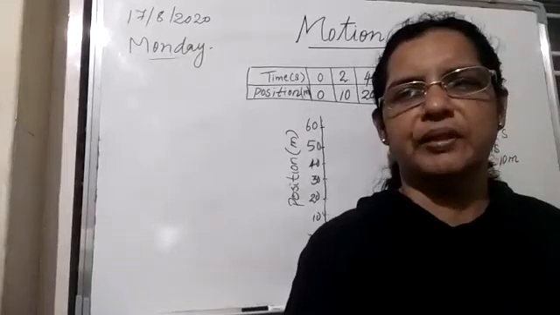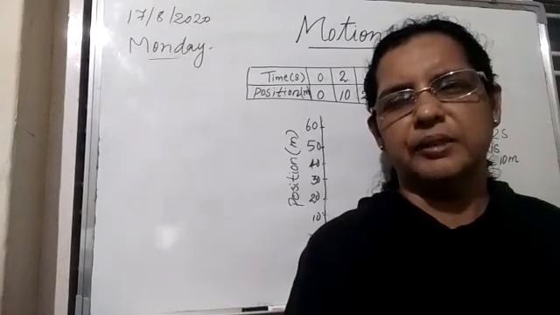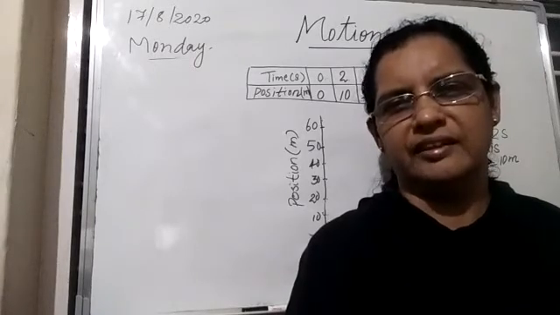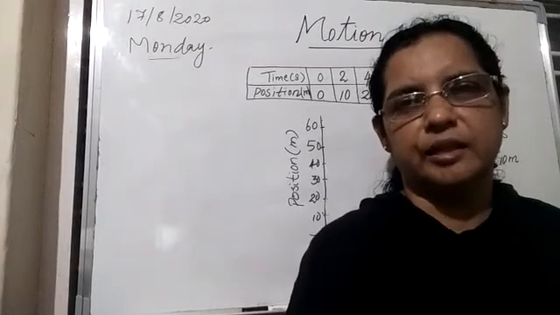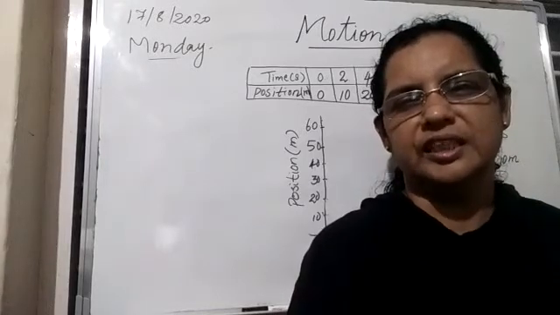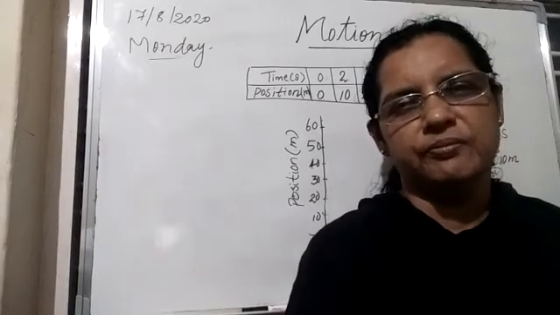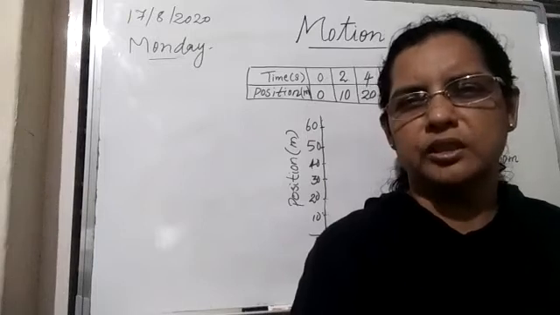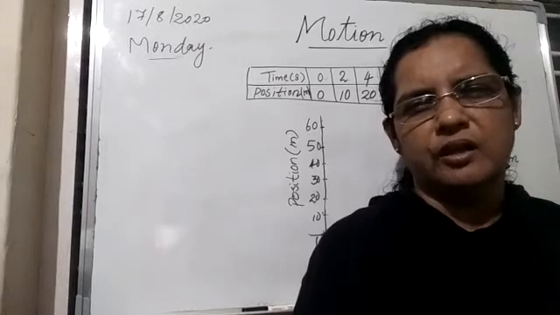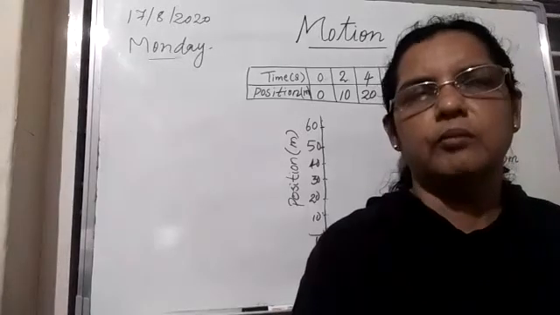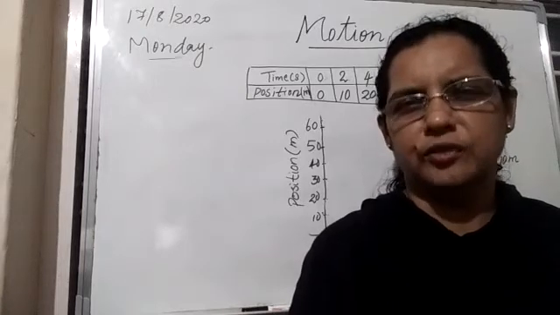Hi children, in our previous class I explained about graphical representation of motion, right? So I explained the position-time graph well in that session. Have you understood? Yes, now let me explain how to plot the points on the graph and also how we can find out the position of an object at an instant of time.